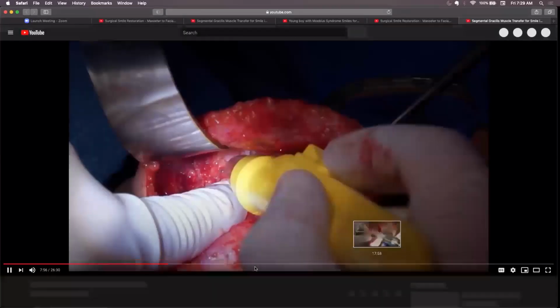So I just want to play another video, where this is basically an intraop description of the gracilis muscle flap.